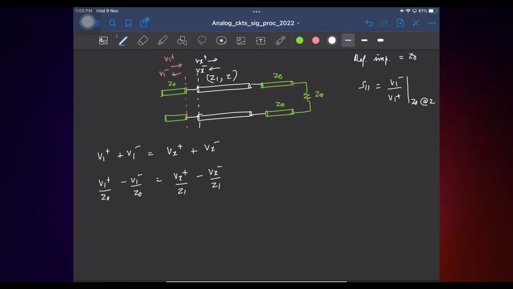Okay. And now if this is Vx plus, at the end of the line, what is this? Vx plus e power minus s tau. This will be Vx minus e power s tau. So the looking in impedance here is what? Z0. But this impedance is Z1.